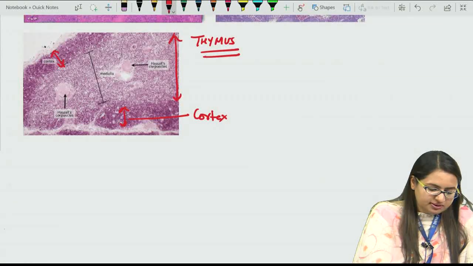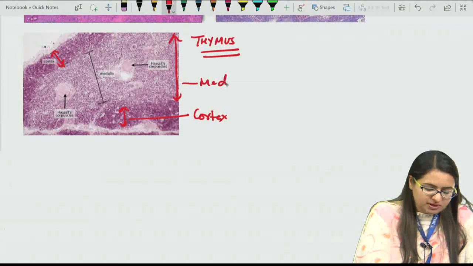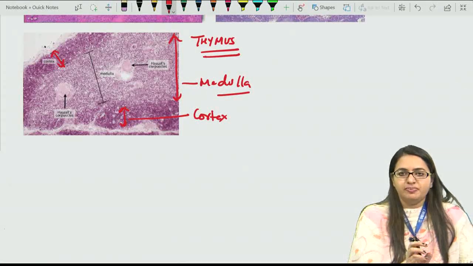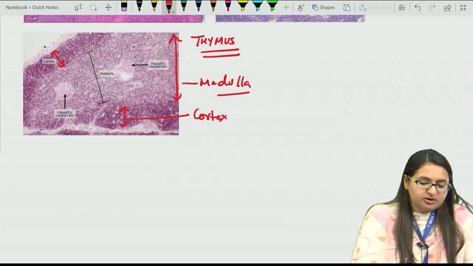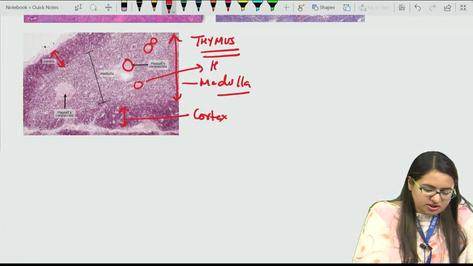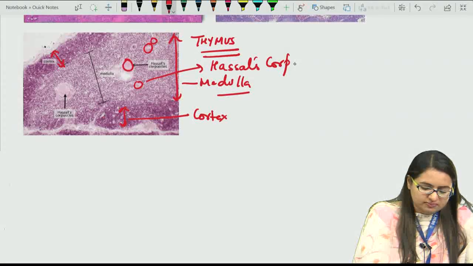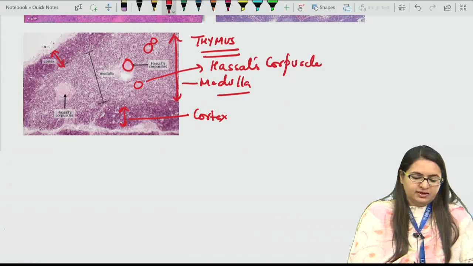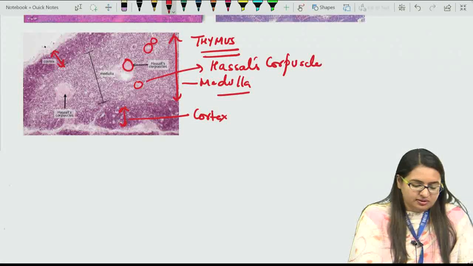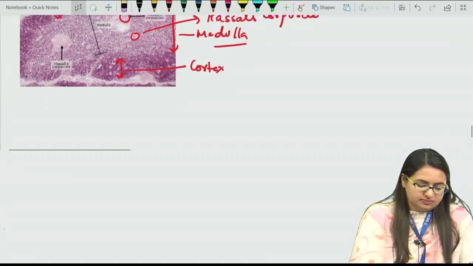On the inner side, the light staining area is known as medulla, and this light staining medulla is characterized by pink bodies which are present over here, and it is termed as Hassall's corpuscle. The pink bodies are a characteristic of the thymus, known as Hassall's corpuscle. So by differentiating these features, we can identify the slide of the various lymphoid organs.